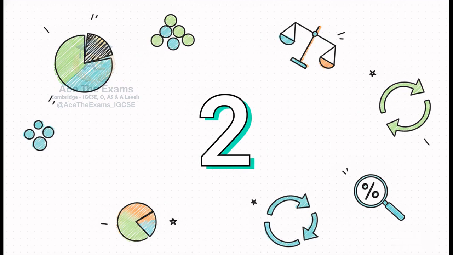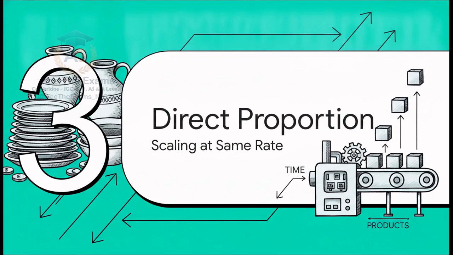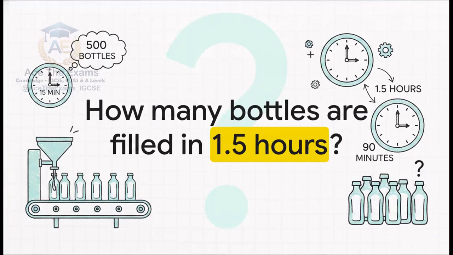See? By finding that 1% first, reverse percentages literally become a breeze. Moving on to Section 3. Solving direct proportion. So direct proportion simply means that as one value increases, the other one goes up at the exact same rate. Think of, say, pottery workers getting paid per plate they produce, or a factory machine pumping out products over a shift. For example, look at this problem.